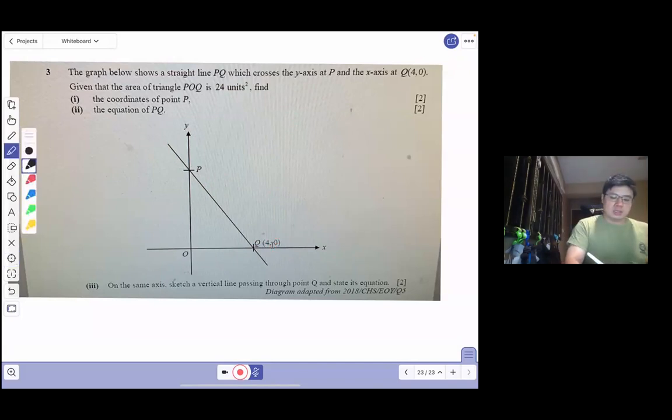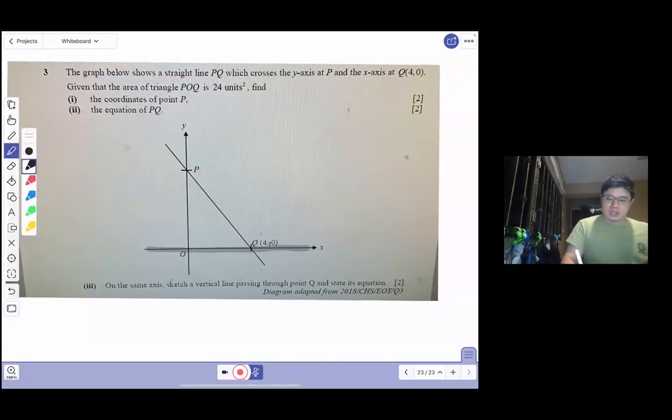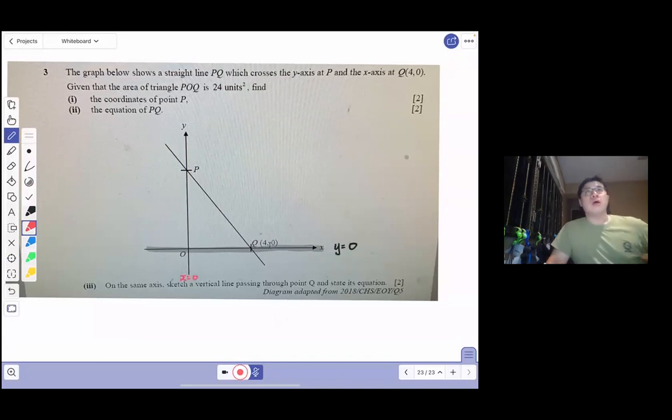The basic thing is that the x-axis has its equation, y equals 0. And the y-axis is actually a vertical line, x equals 0.